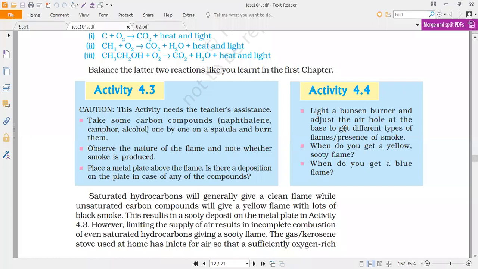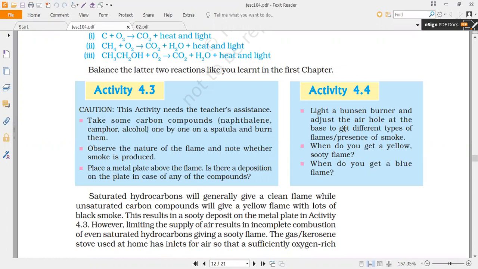Because of why, guys? By burning firewood, we'll get what? A sooty flame. Understanding? Yellow and sooty flame. So that sooty flame contains unburnt carbon. That is what I want to express correctly. And in the same way, when you burn gas, like LPG or CNG, we'll never notice any kind of black deposition on the walls.